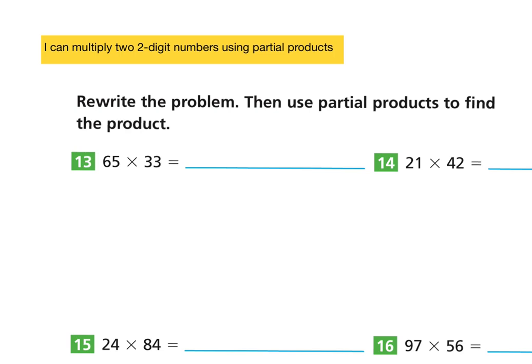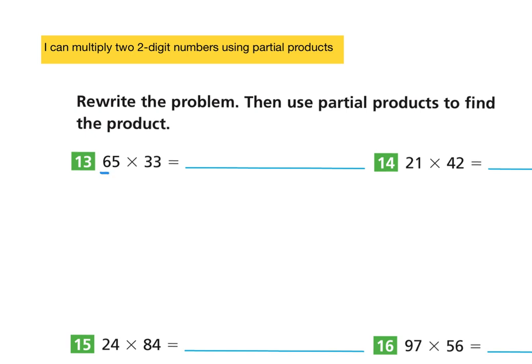Our goal for today's video is I can multiply two-digit numbers using partial products. So partial products go hand in hand with the area model, but instead of drawing out a rectangle, we are going to just write down our numbers. So let me show you what that means here.